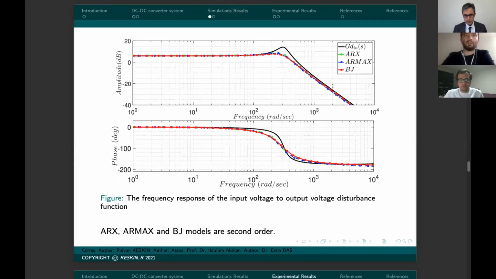Then here, the input voltage to output voltage disturbance transfer function. Like the previous one, these three approaches have similar frequency responses, and they have the same model orders.